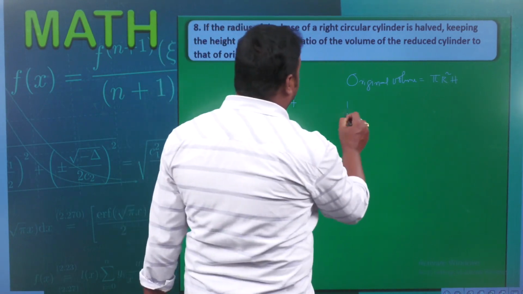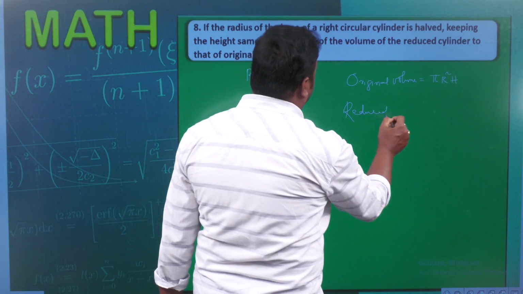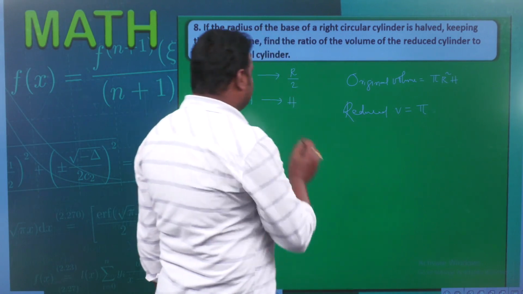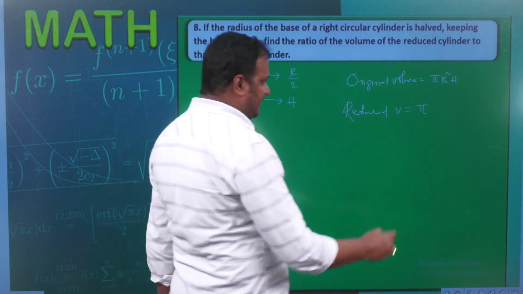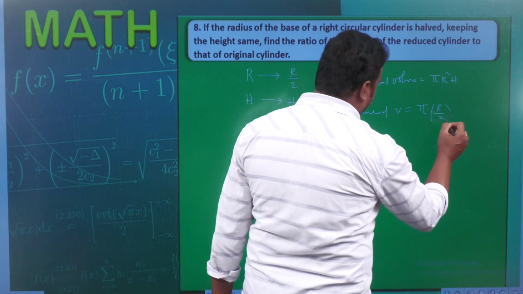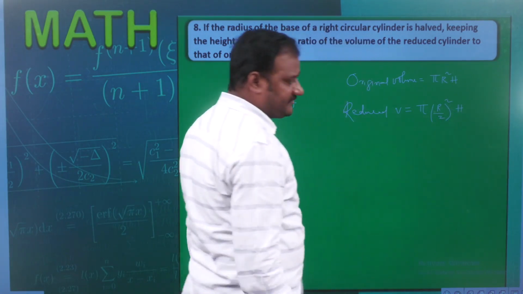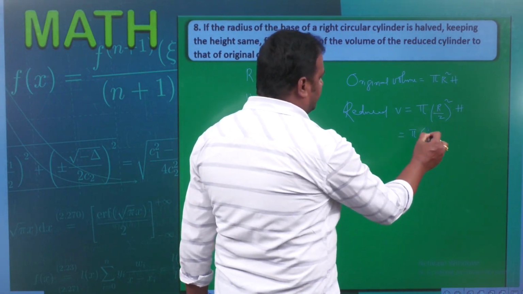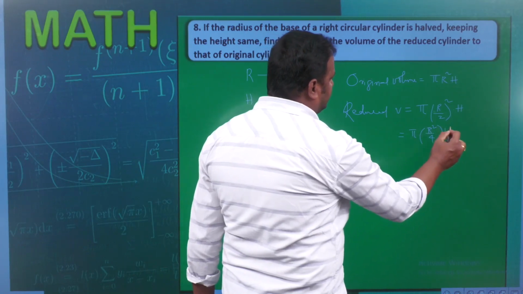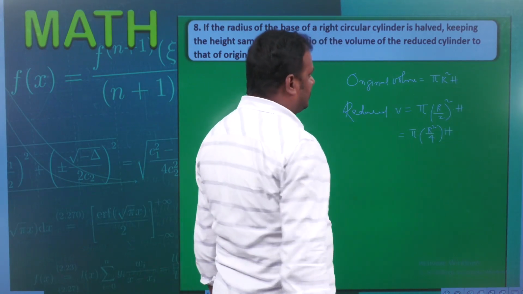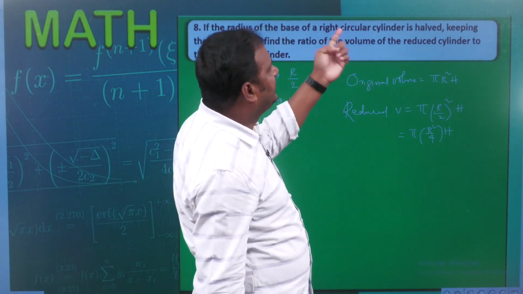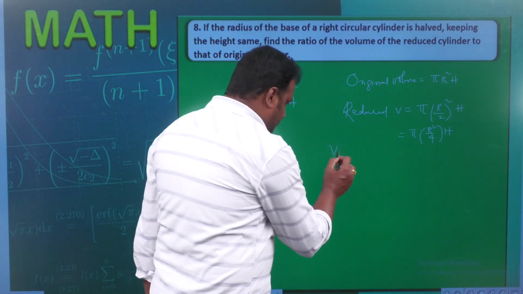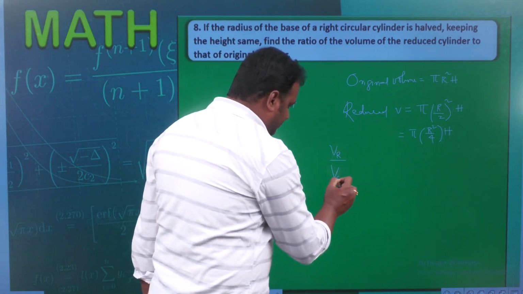And what is that reduced one? Reduced volume is pi, but radius is half, right? Means it is going to be r divided by 2, so r by 2 whole square, and height remains unchanged. Got it? So which is equal to pi into r by 2 whole square, which is r square by 4 times h. This is the reduced volume. Now you are going to find the ratio between the volume of the reduced cylinder to the volume of the original. So volume reduced divided by volume original.